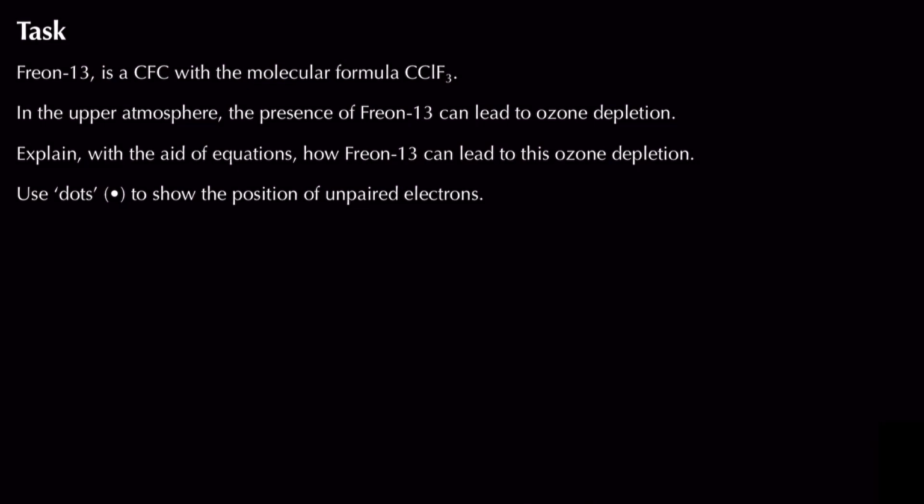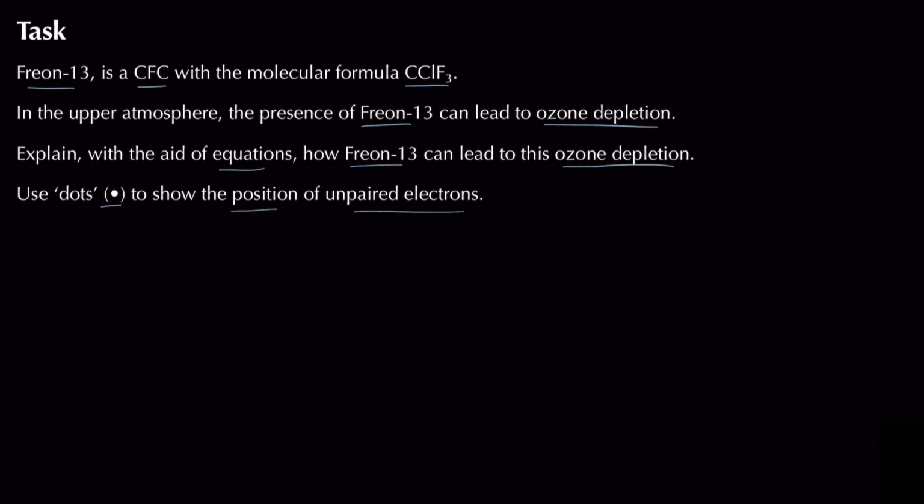So looking at this question then, we've got Freon 13. It's a CFC with a molecular formula of CClF3. In the upper atmosphere, the presence of Freon 13 can lead to ozone depletion. Explain with the aid of equations how Freon 13 can lead to this ozone depletion. We need to use dots to show the position of unpaired electrons as well. Now there's a couple of steps that are going to happen here. We've got initiation, our 2 propagation steps, and then of course our final equation as well.